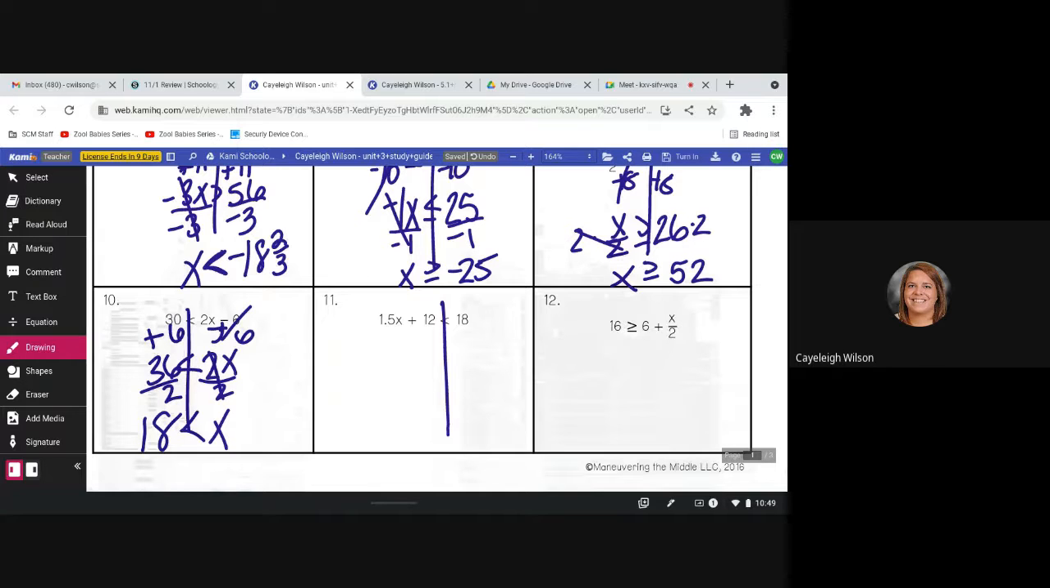All right, number 11. I undo addition first, so I'm going to subtract that 12. So that's 1.5x is less than 6. And then I'll divide by 1.5. And I get 4. So use that calculator to back yourself up.